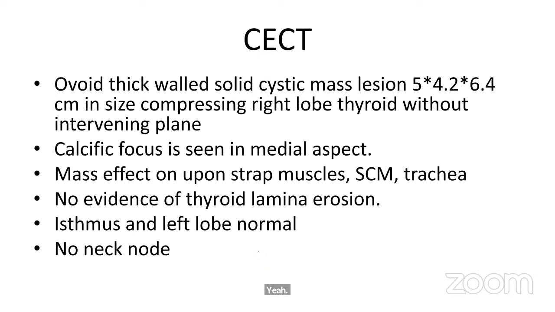So a CT scan was done for the patient. The CT scan was reported as an overt thick, solid cystic mass in the thyroid region, measuring 5 by 4.2 by 6.2 centimeters, compressing the trachea towards the right without intervening fat planes. A calcific focus is seen in the medial aspect. There is mass effect upon the strap muscles and sternocleidomastoid muscle. No evidence of parathyroid involvement. The isthmus and left lobe are normal, and no neck nodes were reported.